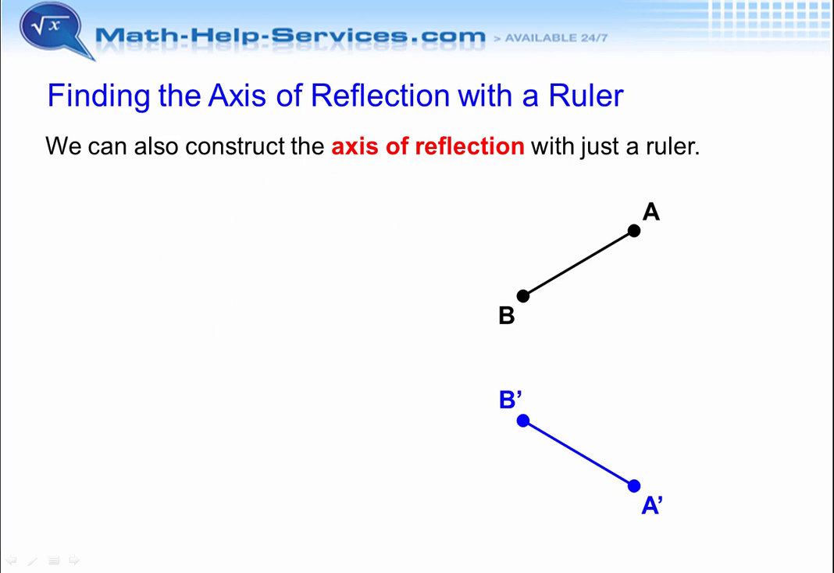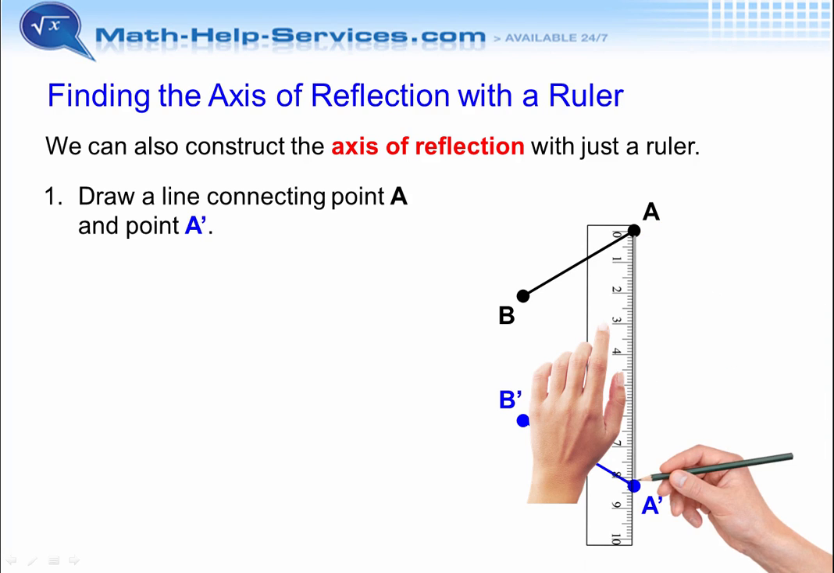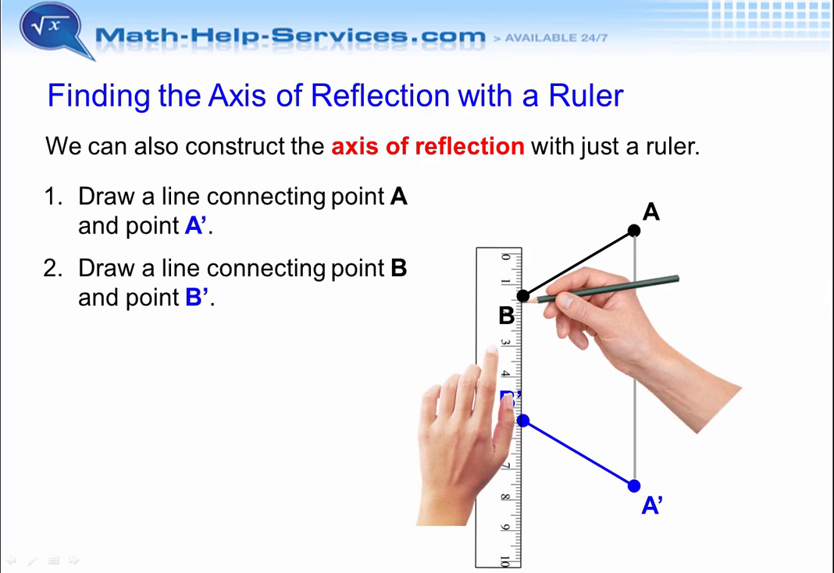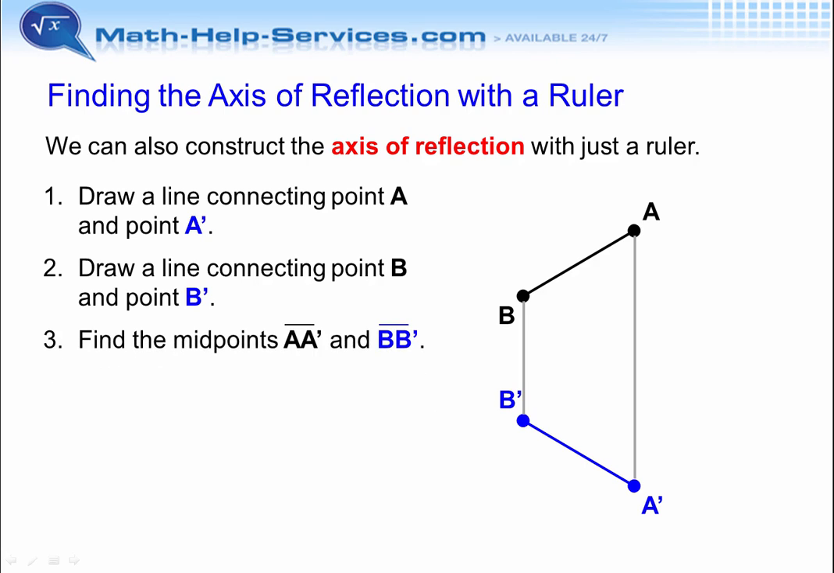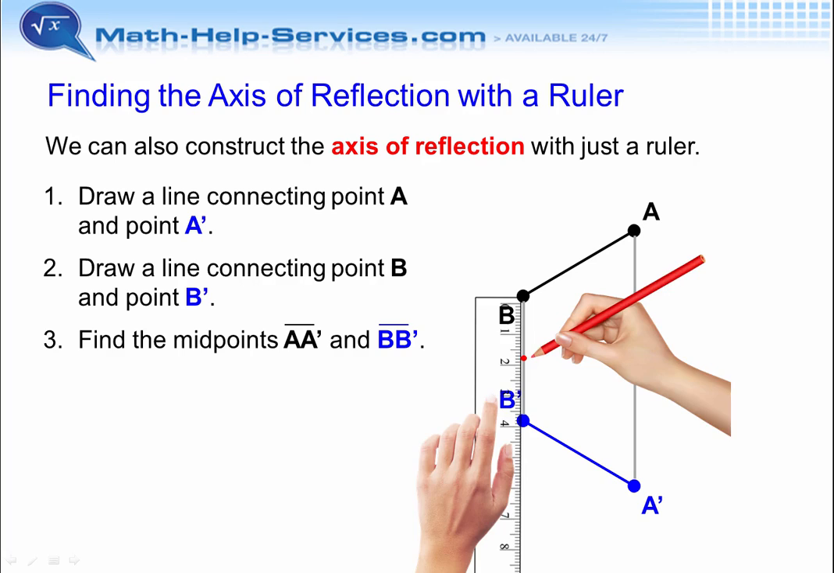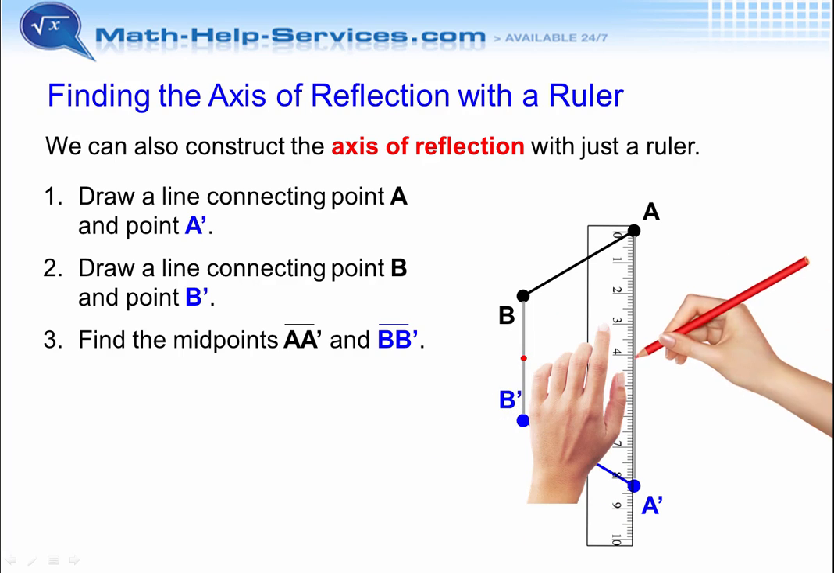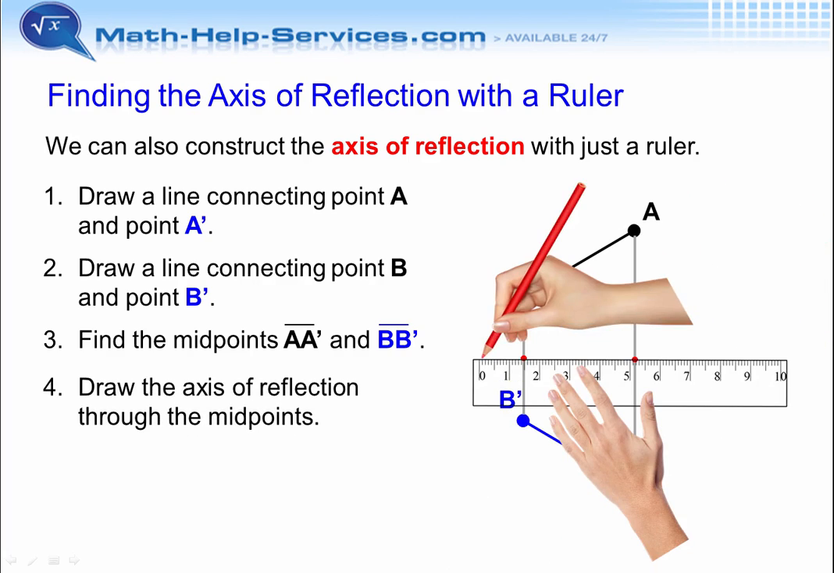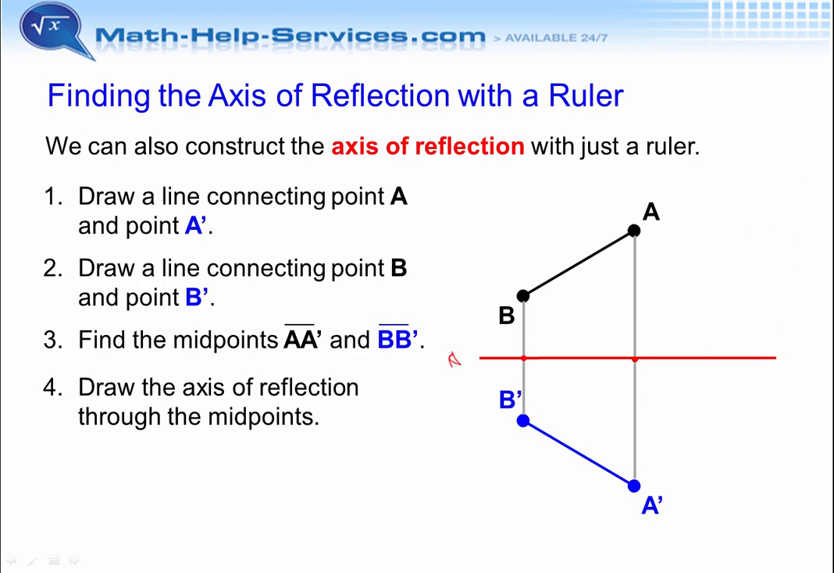We can also construct the axis of reflection with just a ruler. First, draw a line connecting point A and point A prime. Now draw a line connecting point B and point B prime. Now find the midpoints of line AA' and BB'. We can measure and mark the midpoint on both of the lines. Now draw the axis of reflection through the midpoints. And that's line S, the axis of reflection.